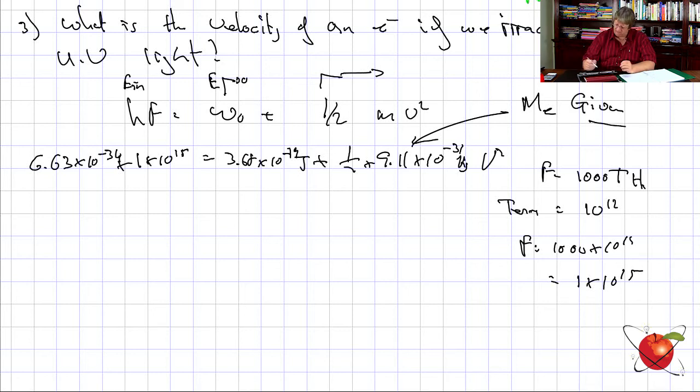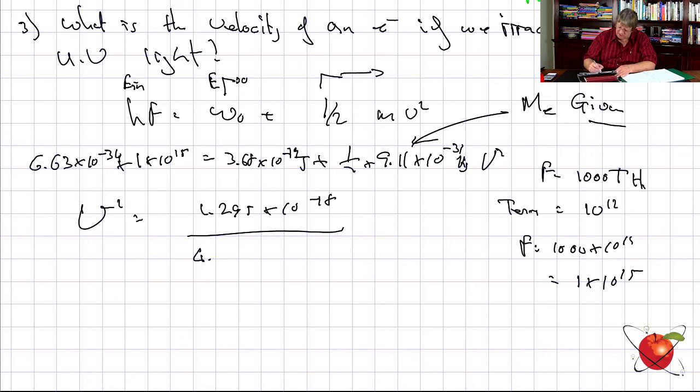Right, now what happens? Well, now I'm just going to solve for v, aren't I? Yes, and they're small numbers, and where does this go wrong? Yep, calculators. So V squared is going to be 1.295 times 10 to the minus 18, divided by 4.55 times 10 to the minus 31, and that's going to be equal to 2.843 times 10 to the 12.